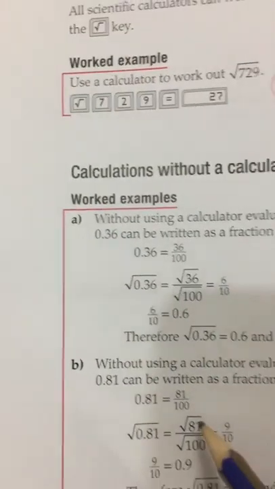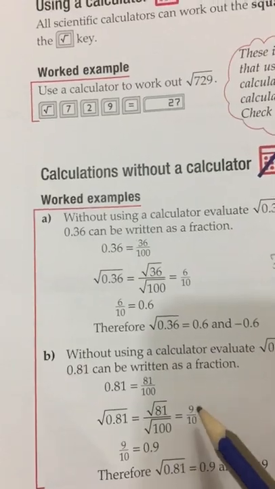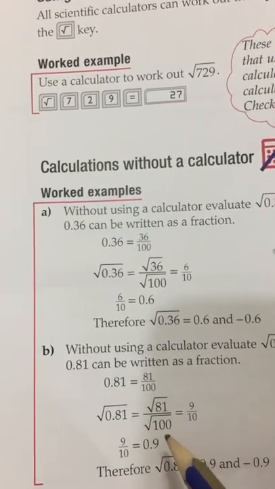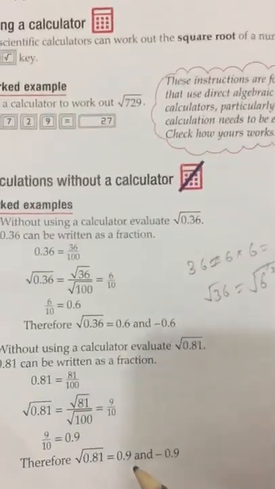You can see that we have another example, which is 0.81. We can write 81 over 100. So the square root of 81 is 9, because 9 times 9 is 81, while 100 again is 10 times 10, so the square root of 100 is 10. 9 over 10 gives us 0.9.